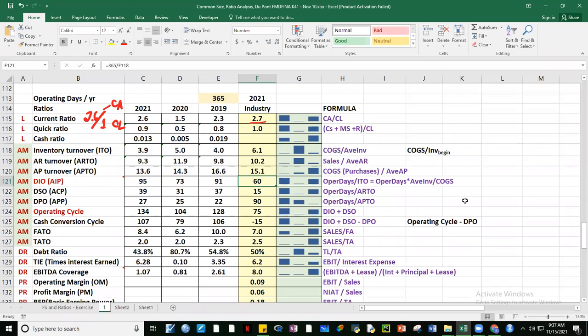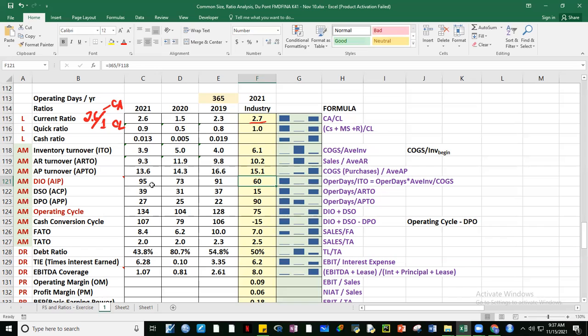While the direct competitor, guys, it takes them 60 days. Tayo 95 days, yung direct competitor 60 days. So sino mas mabilis gumawa? Si competitor, kasi sila 60 days nabenta na nila eh.